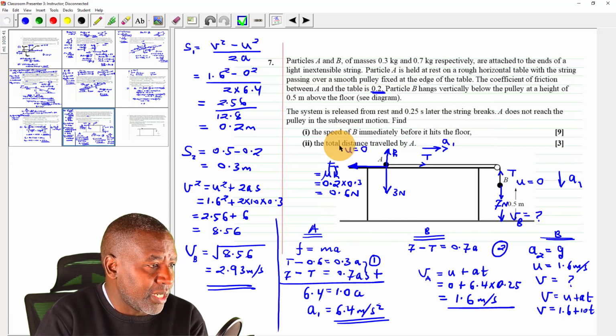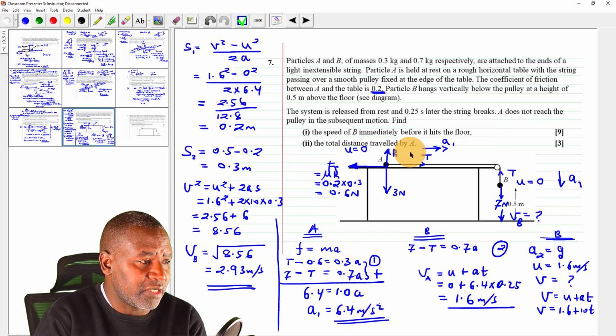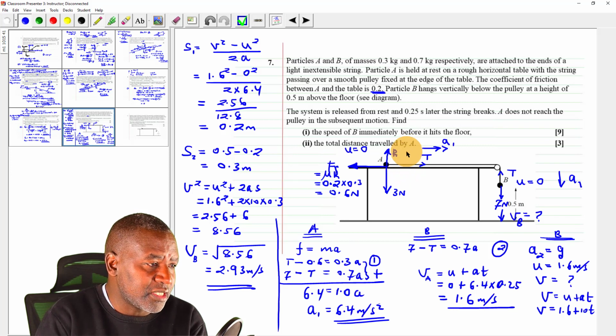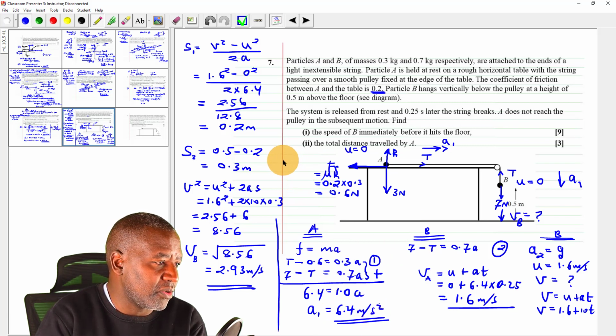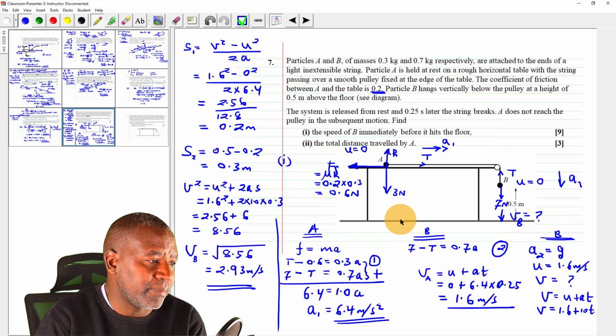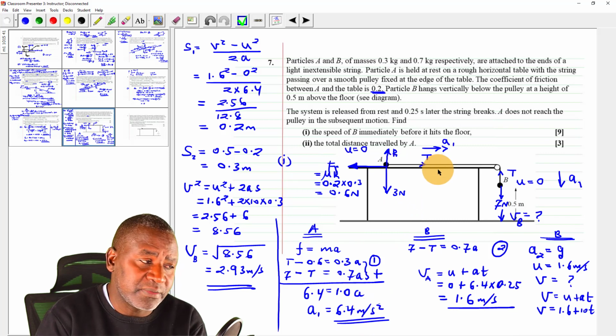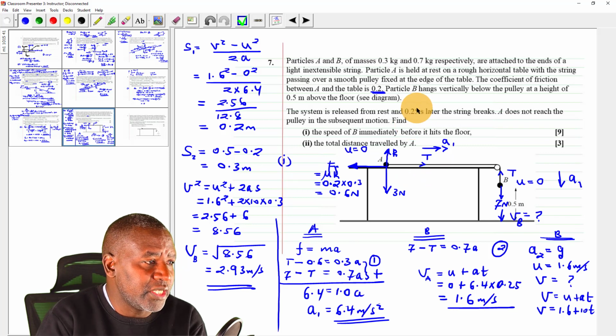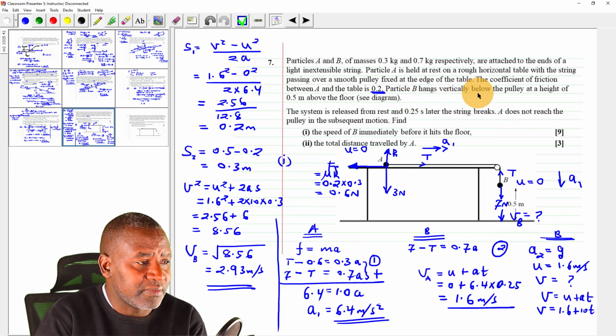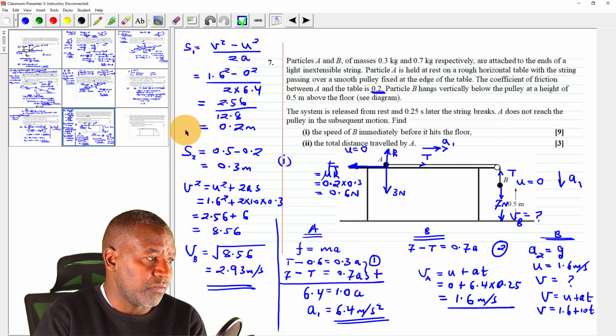So let's look at part 2, where you're asked to calculate the total distance traveled by A. Let's look at what happens to A. There's some distance that it covers when it has an acceleration of 6.4 meters per second squared. By the way, in the whole of this slide, I'm just working out part 1. So I'll go to the next slide whereby I'll work out part 2. When it has this acceleration, we can work out the displacement that it covers, because we actually do know the time it takes. It takes 0.25 seconds.